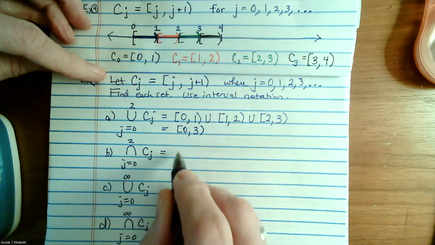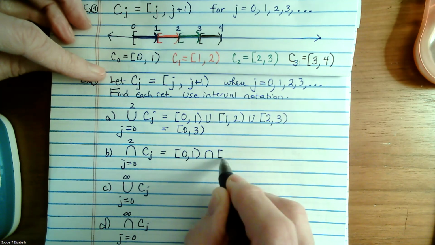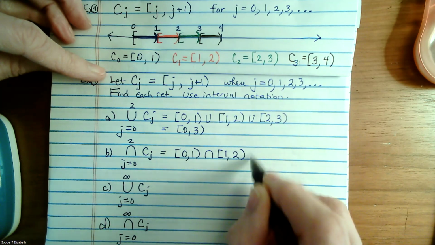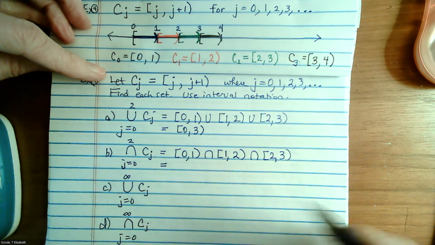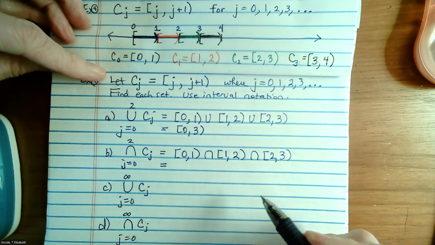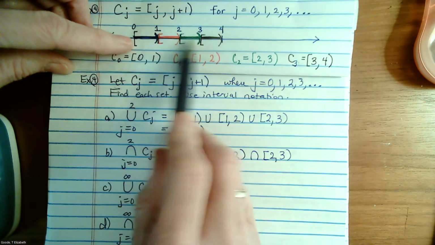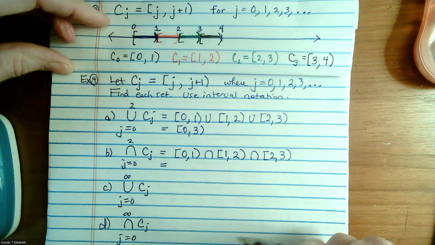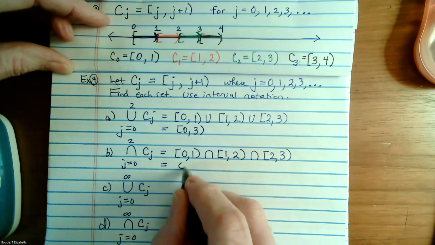What about the intersection? From 0 to 1, intersect from 1 to 2, intersect from 2 to 3, with square brackets and soft brackets as indicated. Are there any values x that are in all of those? No. There's not even any overlap, right? So it would be the empty set.